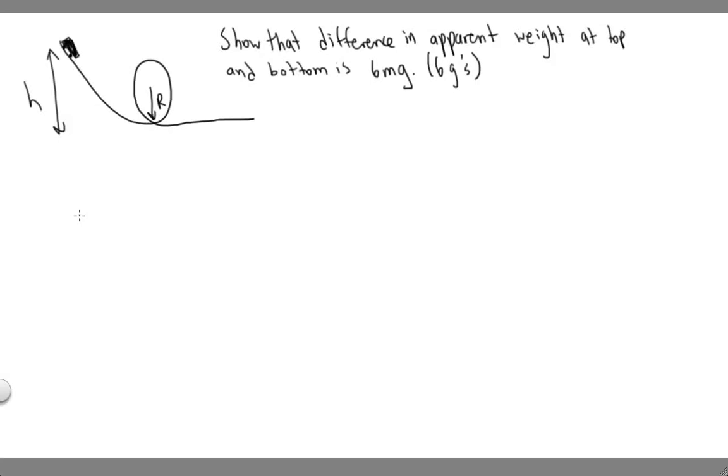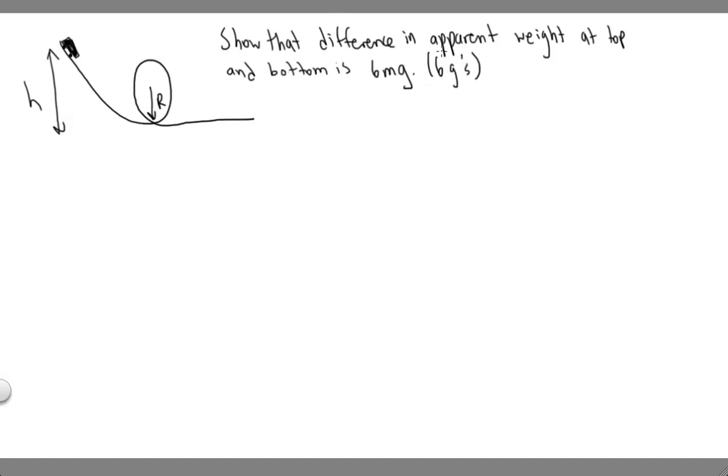In this video, we're going to answer the following physics energy problem. Here we have a roller coaster loop where a car starts at a height h, falls down the loop, and enters into this circular loop with radius r. So the question is, show that the difference in apparent weight at the top and bottom of the loop is 6 times the weight of the car, 6 mg, which is the same thing as saying 6 g's.